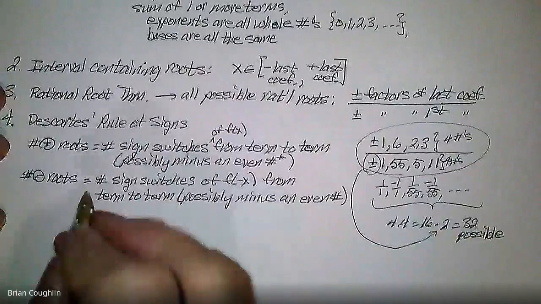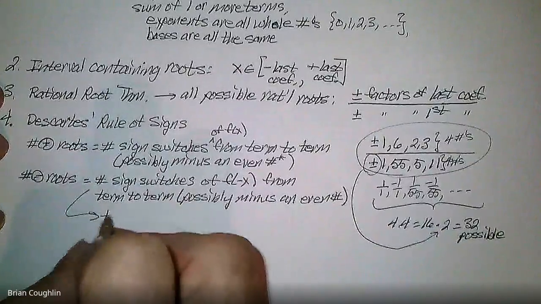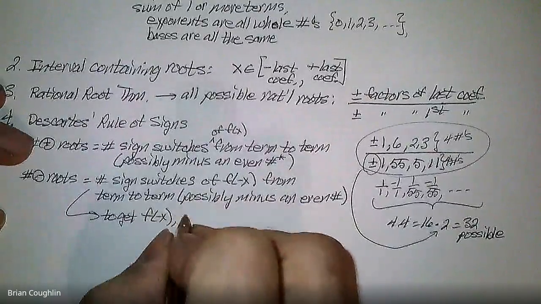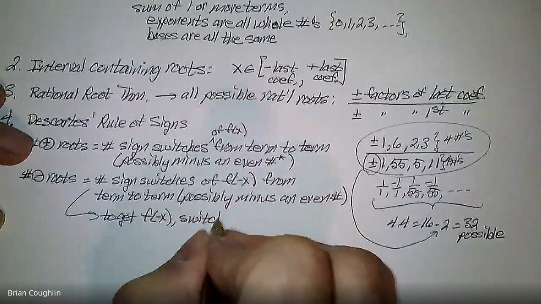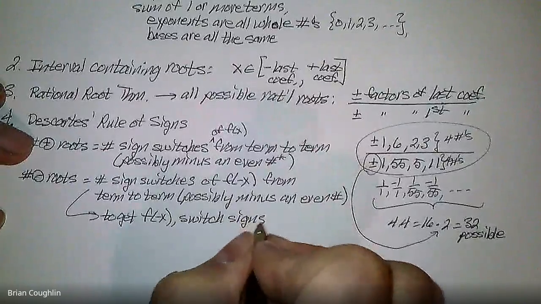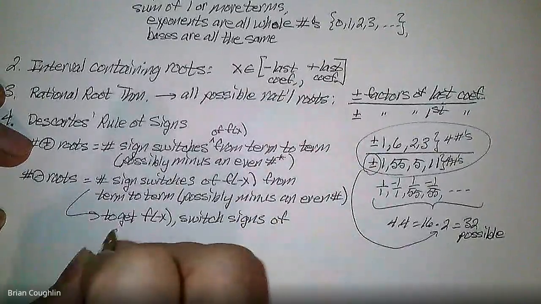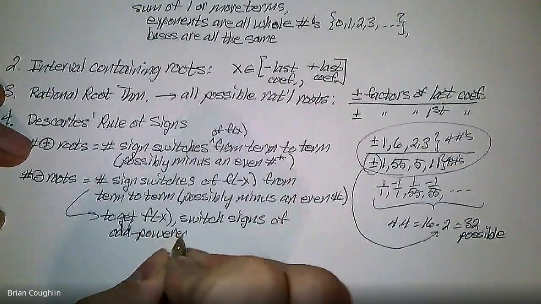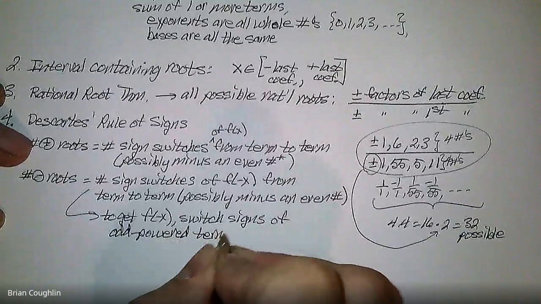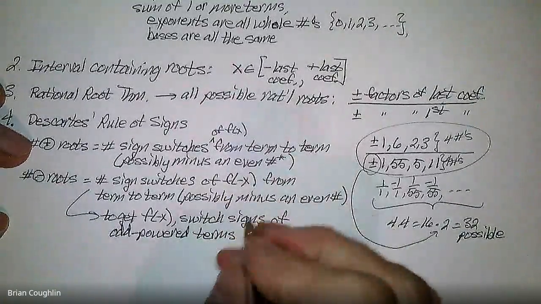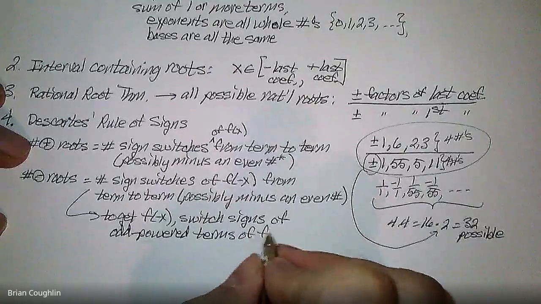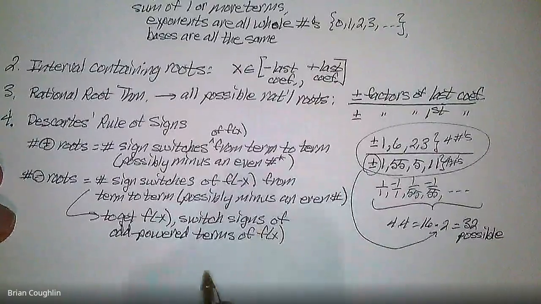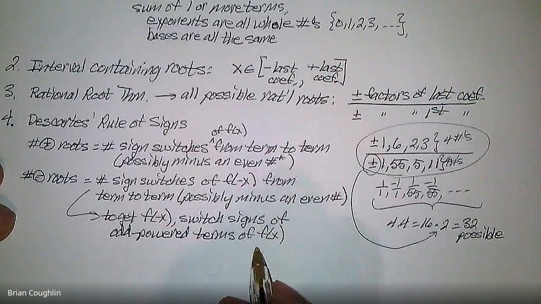Okay. Now, there's a quick way to get f of negative x. Switch the signs of the odd powered terms. I'll give you an example of this when we actually run this problem. Odd powered terms of f of x. So in other words, go to the original polynomial, and then anytime it has an odd powered term, switch its sign from positive to negative or from negative to positive, whichever you need.